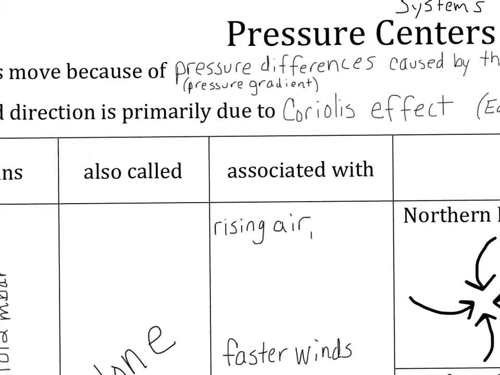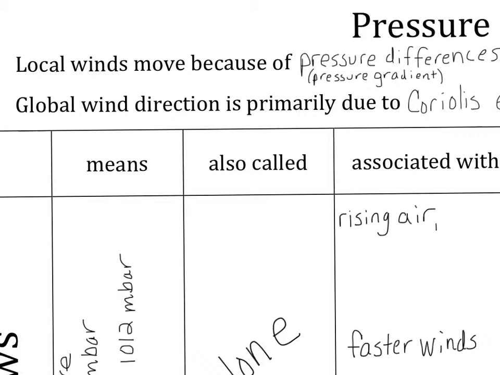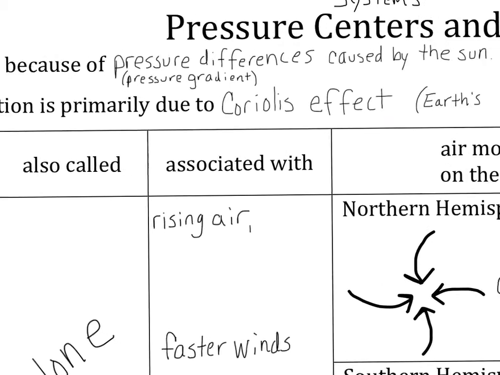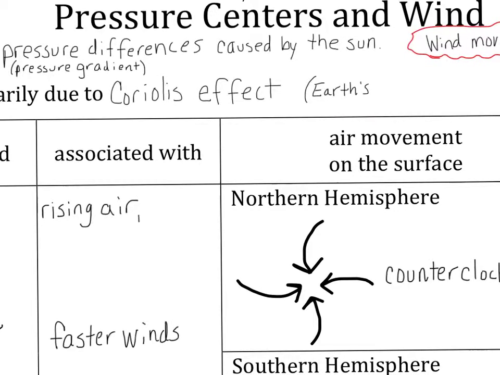And we'll be talking about the global wind directions on the next page, and in video two. The global wind directions are primarily due to the Coriolis effect. The Coriolis effect is something we've talked about before, in that we see it in air masses and in air currents and in ocean currents. And this is due to Earth's rotation. In other words, it's due to Earth spinning on its axis.